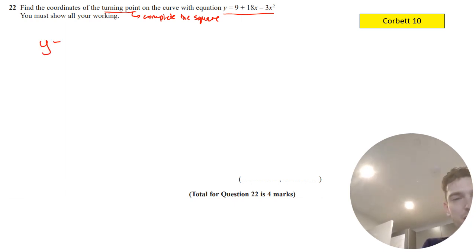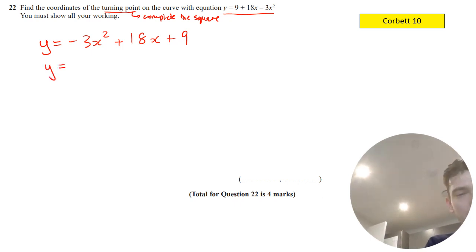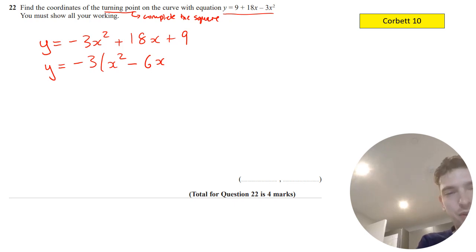So I'm going to write out my equation again, but this time I'm going to put my x squared term first. Now, how do I do this? Well, my first step, I'm going to take out a minus 3 outside the brackets. So minus 3 times by x squared. Now, how do I get plus 18x? Well, I think I need to have minus 6x, because minus 3 times by minus 6 gives me positive 18. Now I'm going to close the brackets and add 9.